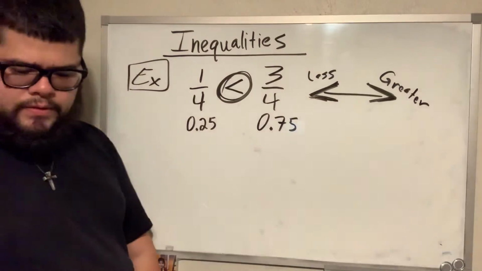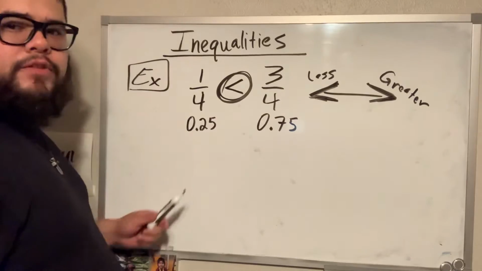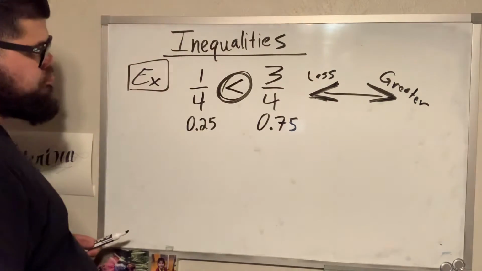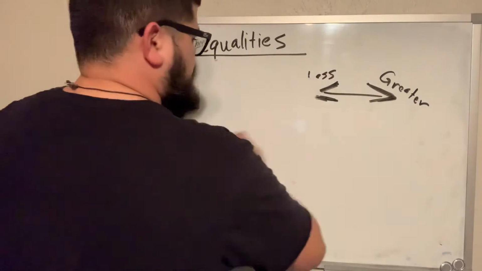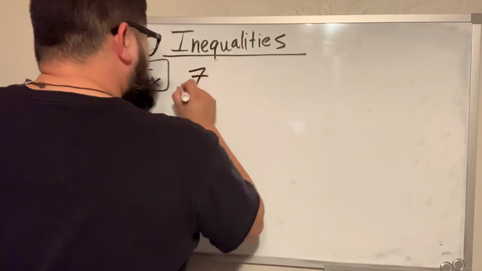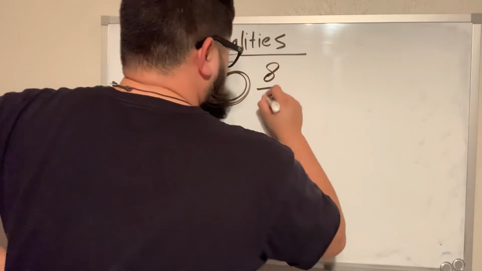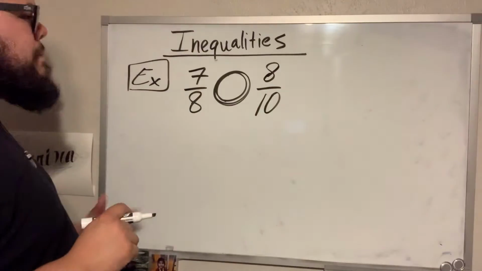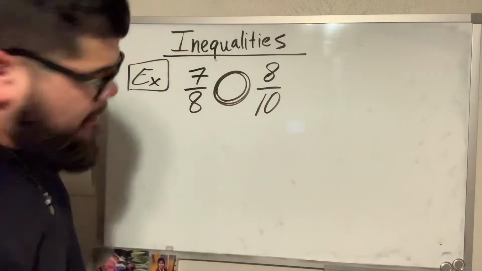Okay? All right, let's go ahead and move on to the next example. I'm going to go ahead and erase this. Make sure you have this written down. All right, we got 7 over 8, blank space, 8 over 10. Now we may not know what these fractions are as decimals, so we got to figure them out. Let's go ahead and do that.